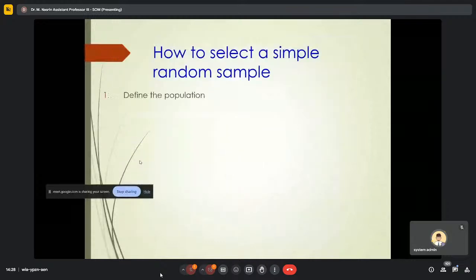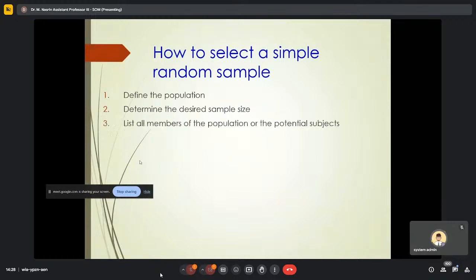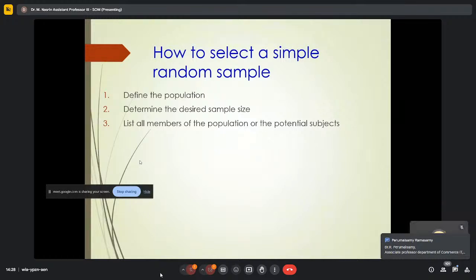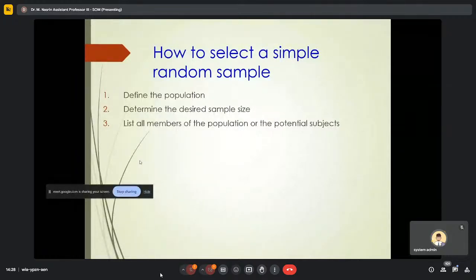So how to select a simple random sample? Define the population as I have already discussed. Determine the desired sample size. So I want to collect at least 1,000 samples. Nowadays it is very easy to collect samples. No need to approach the respondents face to face. Simply we can put a link of Survey Monkey or any other online questionnaire. You can create it through Google Form and circulate it to the respondents through WhatsApp groups. So you can easily get samples in large numbers.